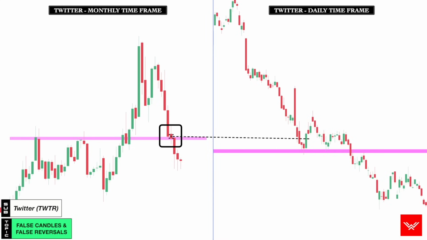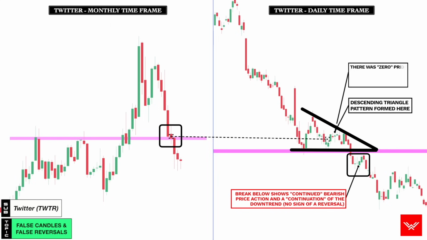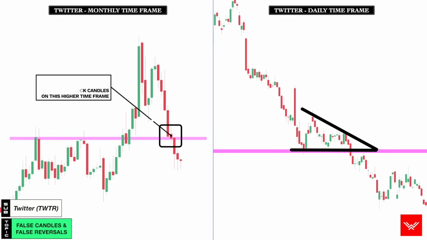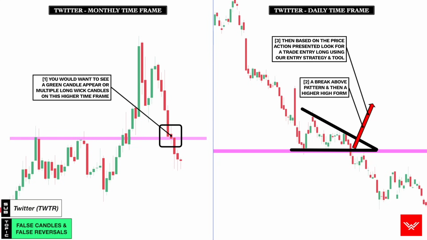This area here, where the candlestick formed, is this same area here. You had a descending triangle that then breaks below, which shows more bearish momentum and a continuation of the downtrend. Before even considering a counter trend entry against a very strong downtrend, you would have wanted things like a green candle to appear or multiple long wick candles to form on the higher monthly time frame on the left. Then a break above the pattern here and a higher high on the daily. And then, after all that, based on the price action setup, begin considering a long entry through the lower intraday timeframes.